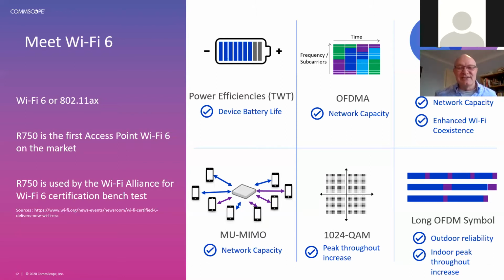So you certainly see mobile devices that may be 2-stream clients. You see Apple Macs that have higher stream capabilities. So again, that just allows you to pack more data in the system. And then the last one is a long OFDM symbol. So in terms of the symbol on the packets, allowing better outdoor reliability and increased throughput on the indoor systems as well.